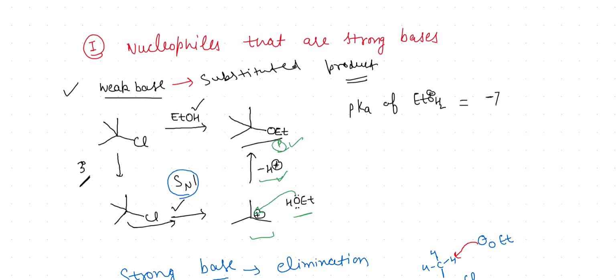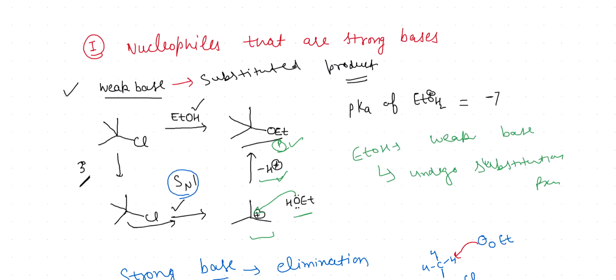Here, ethanol is a weak base. It only undergoes a substitution reaction. So in the case of substitution, it can replace one group.